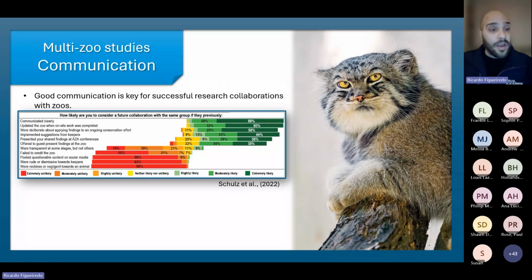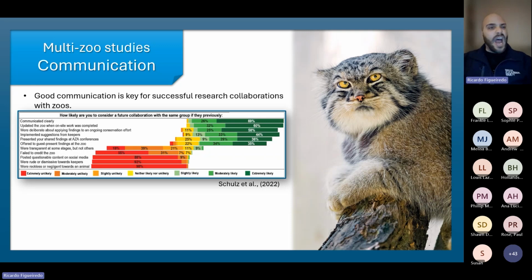However, when there were issues like lack of transparency, things like failing to credit the zoo. Paul touched on that already. So if you have a zoo partner, make sure the zoo gets the deserved credit for being part of your project. Posting questionable content on social media. Of course, being rude or dismissive towards the staff. That's a no brainer: if you're rude towards someone, they won't want to work with you again. Were reckless or negligent towards an animal.